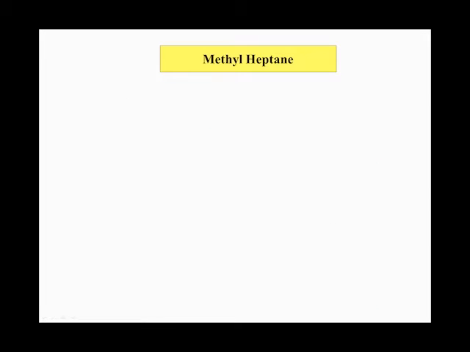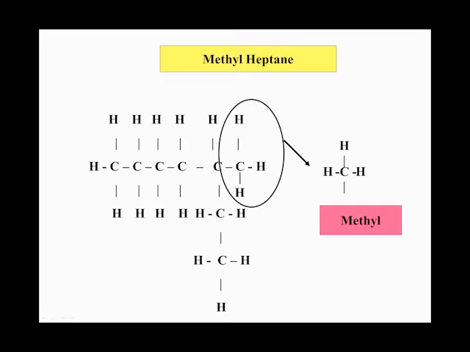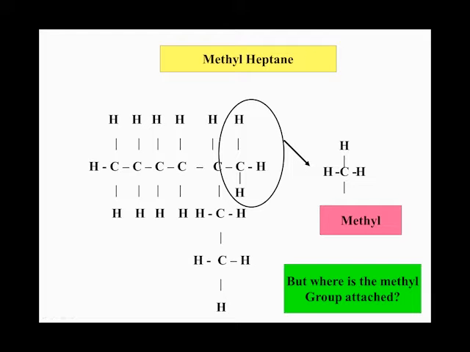Since we have a 1-carbon side chain, this is going to be called methylheptane. There's the side chain again. It's the CH3 or methyl group, thus methylheptane. But we're not telling you where that side chain is attached. It's on the 3rd carbon. Therefore, this would be 3-methylheptane.